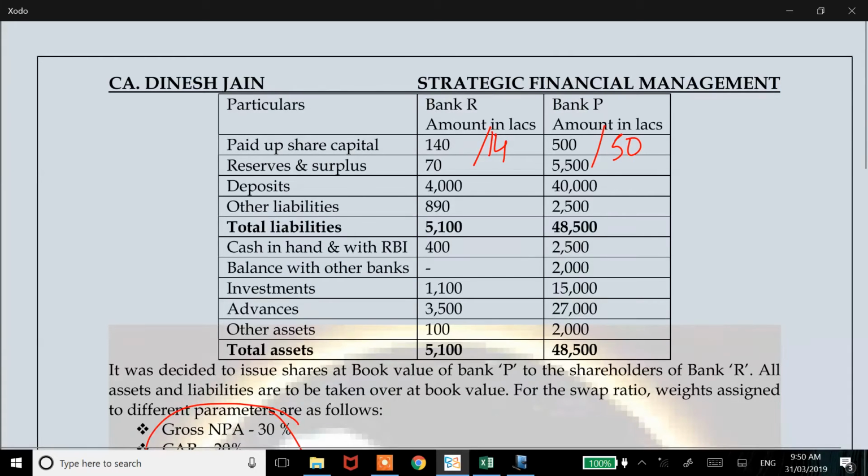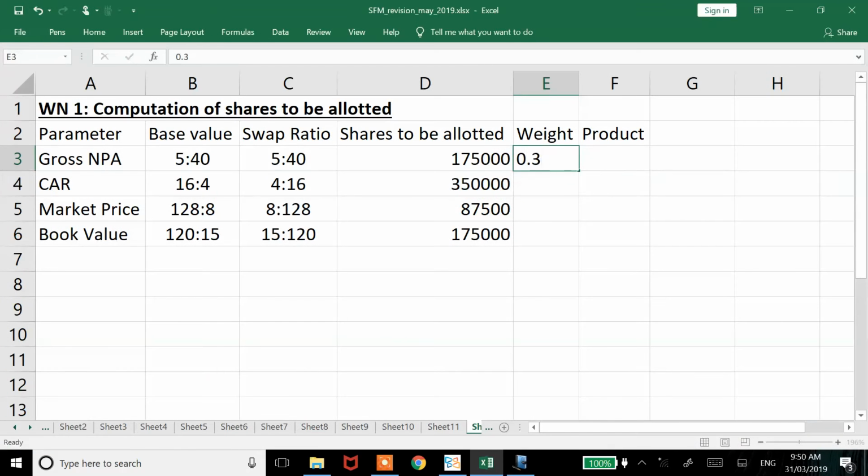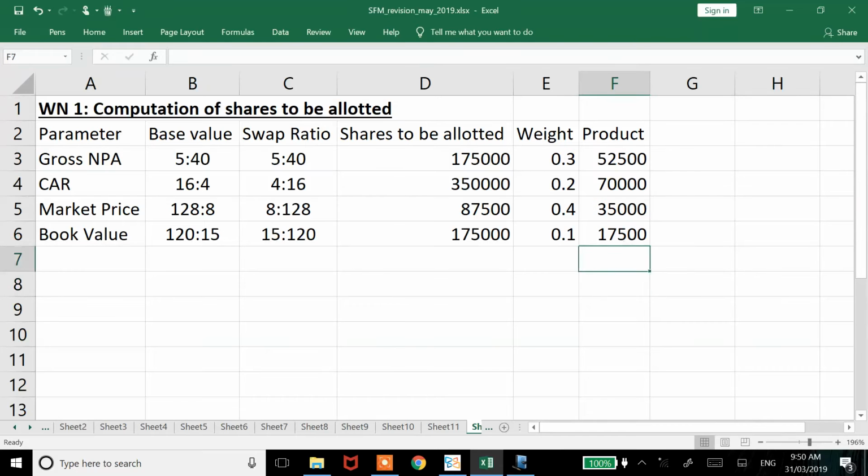Weights could be given in the question. 0.3, 0.2, so I have to give 1,75,000 shares. That's the number of shares I have to allot in this exercise. We'll have to allot 1,75,000 shares. In the merger, we'll have to end up allotting 1,75,000 shares.